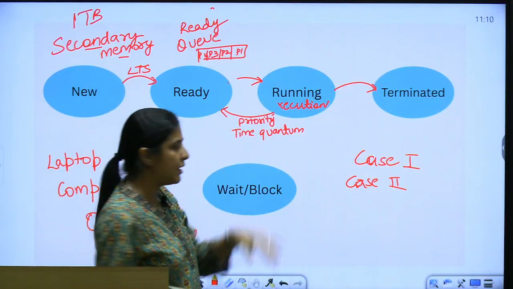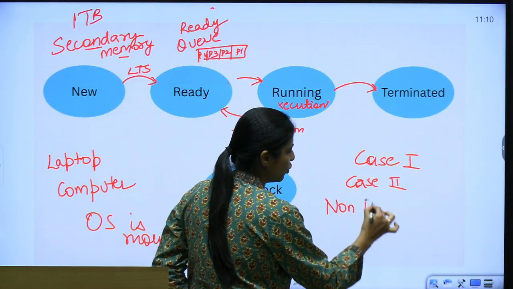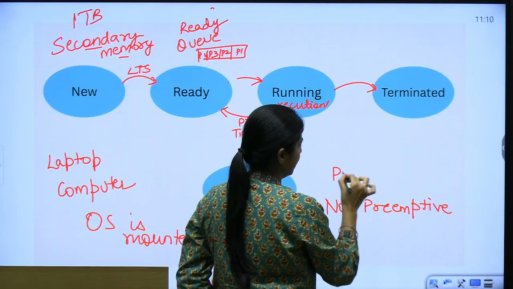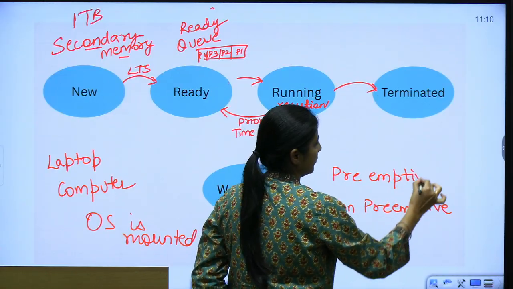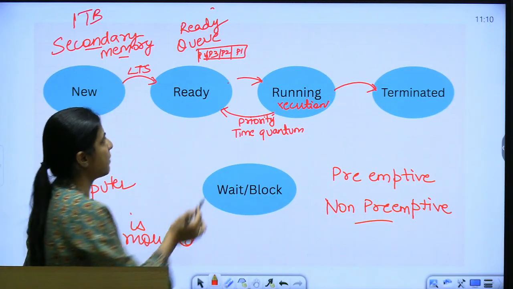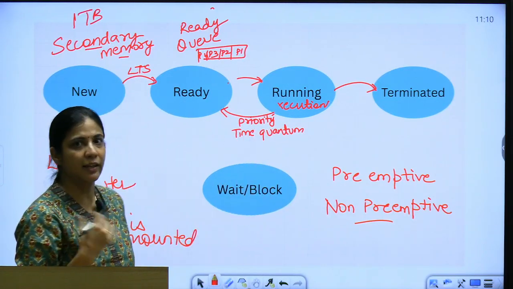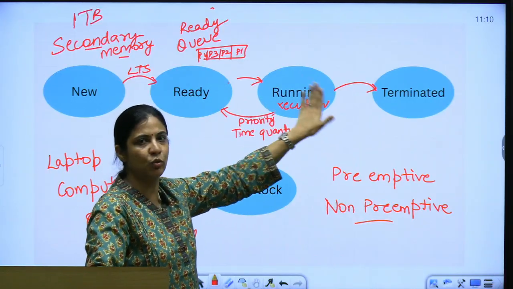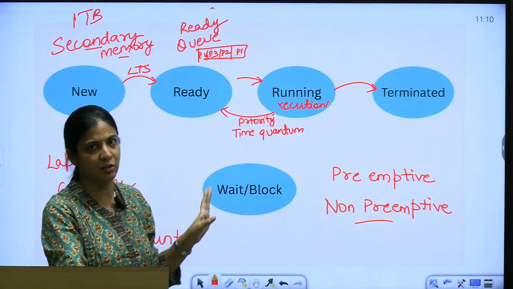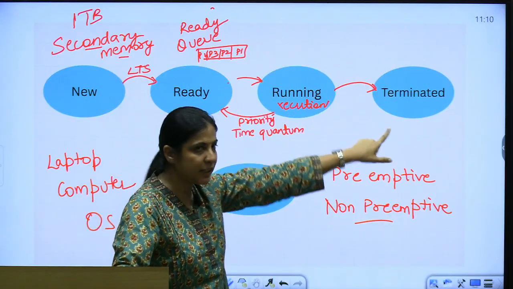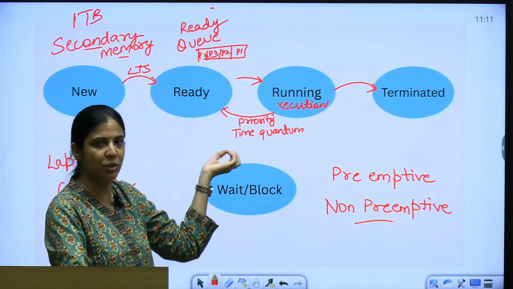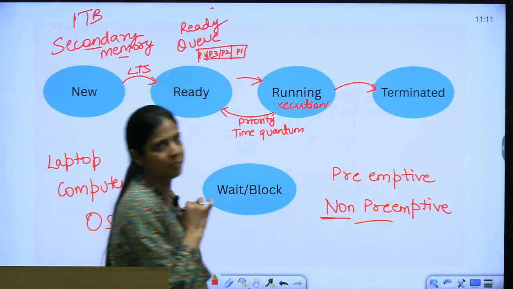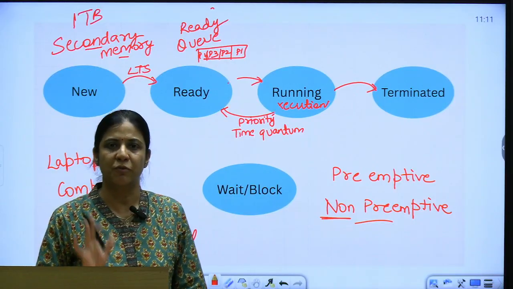Now, we can talk here about 2 things, that is non-preemptive and preemptive. What do we mean by non-preemptive? For example, when a process is in the running state and another process of higher priority comes, the process which is in the running state will not give its CPU to any other process before finishing its execution. So it will complete, it will get terminated, and only then will it give the CPU to any process, whether it is of high priority or not. We call this non-preemptive because it is not giving up its CPU before completing its task.